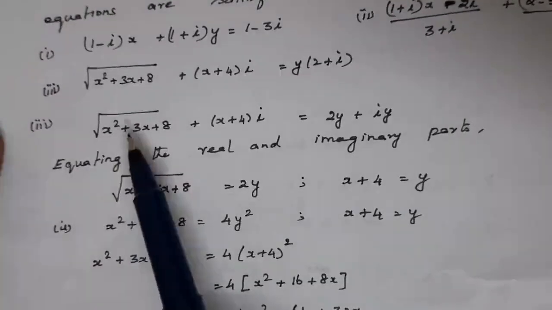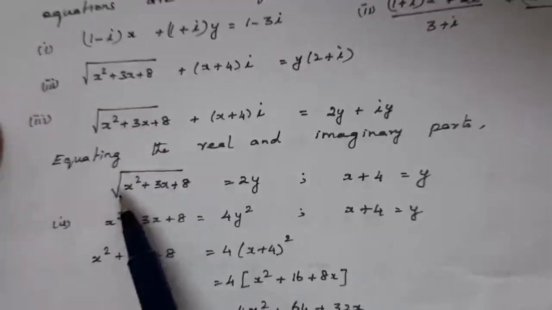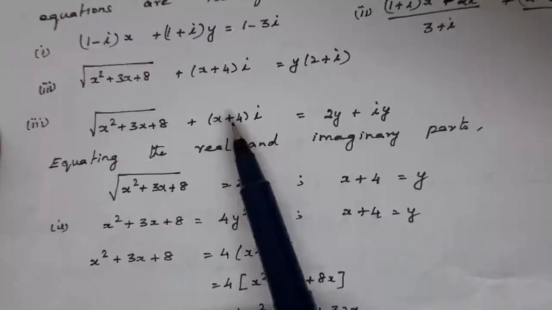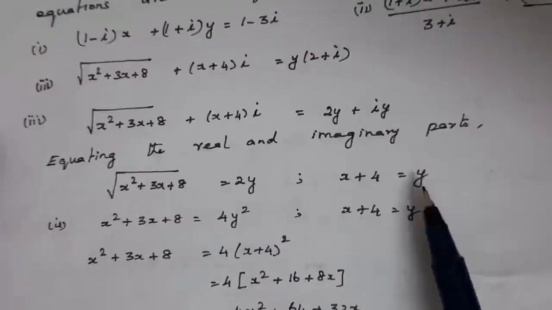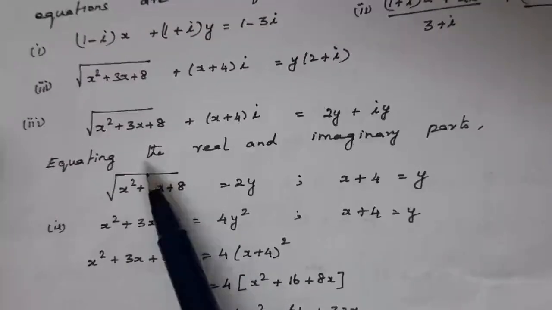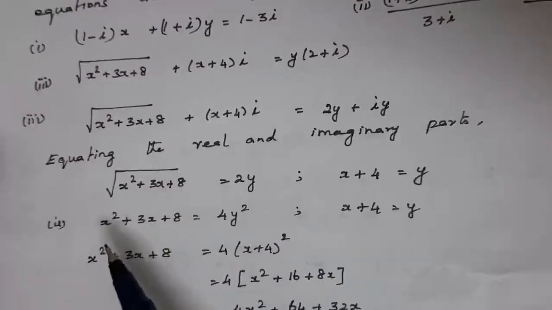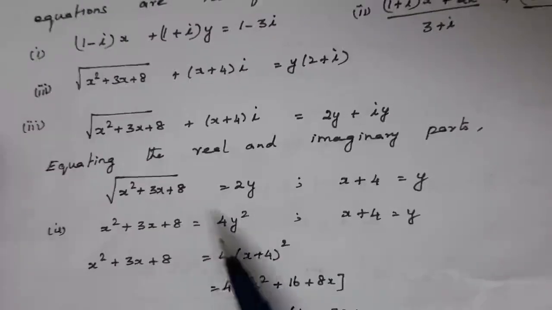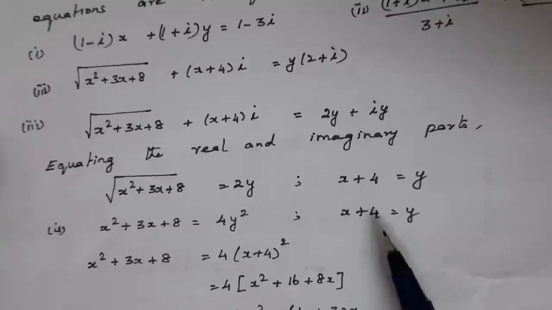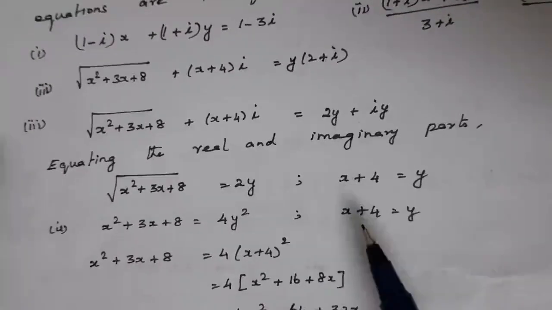So the real part of LHS, root of (x squared plus 3x plus 8), will be equal to 2y, and the imaginary part, x plus 4, is equal to y. Now, in order to get rid of the square root, let us square on both sides, so that you will get x squared plus 3x plus 8 is equal to 4y squared, and x plus 4 equal to y. You have to solve the two equations to get the value of x and y.